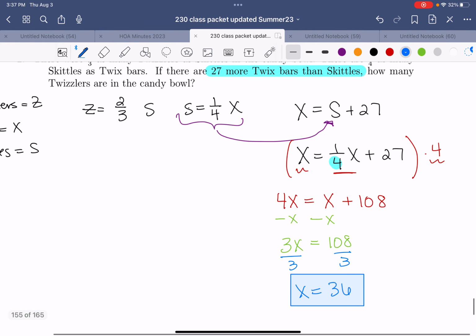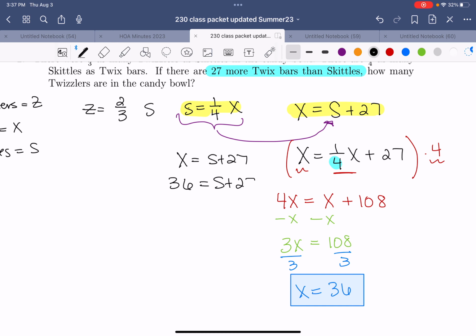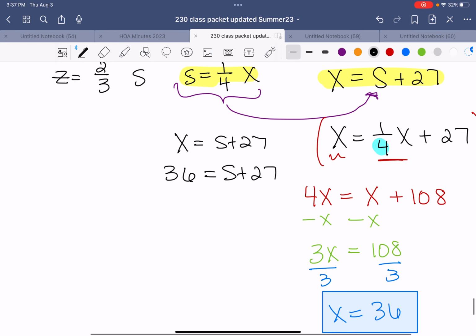Now I've got 2 options to find S. I can go back to this one, with addition, or this one with multiplication. I think the addition one's easier, so I'm going to go to that one. So I'm going to start with x equals s plus 27, and my x is 36. And then I'm just going to subtract 27 from both sides. And that'll give me that s is equal to 9.